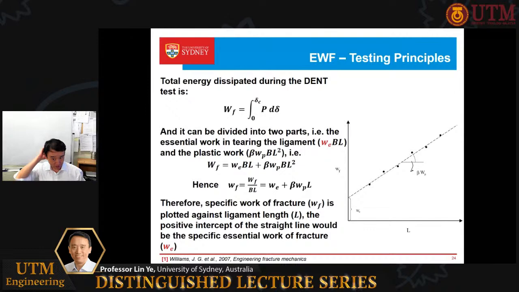Basically, you get the total fracture energy for specimens of different ligament lengths, from very short to long ligament. Of course, the total dissipated energy to break the specimen gets larger for the larger ligament. But in principle, when you have a zero ligament length, you get the energy really to create a new surface, that's what we call the elastic part of the energy used to fracture the specimen. So this is what we call the specific essential work of fracture.